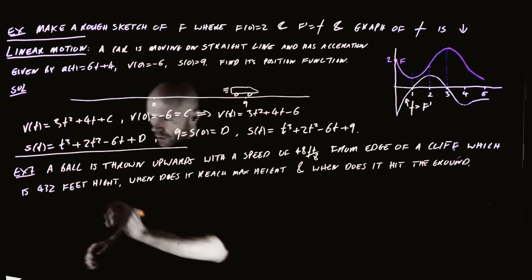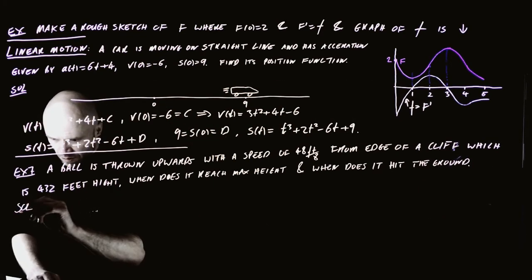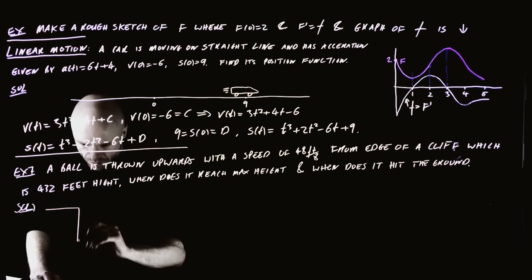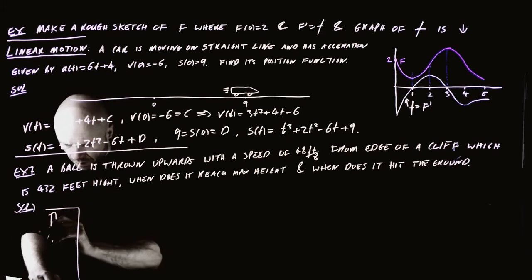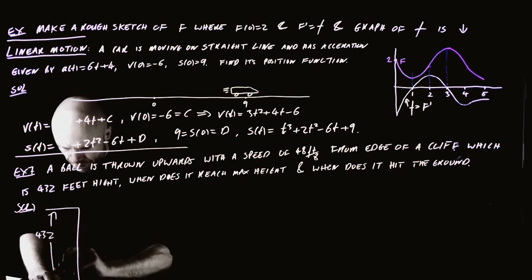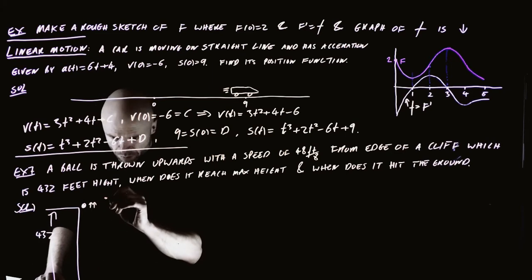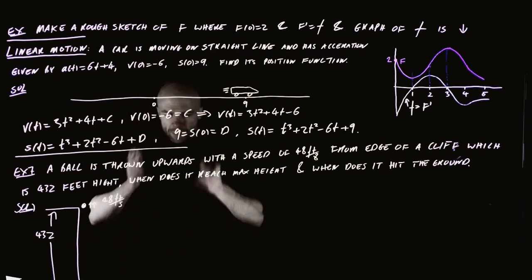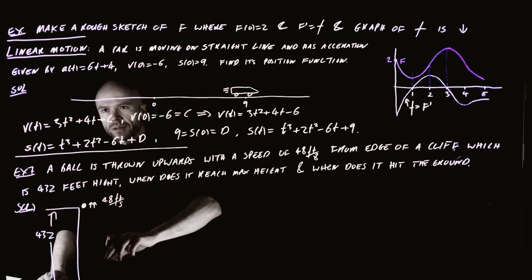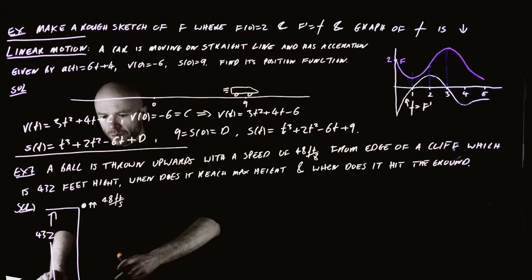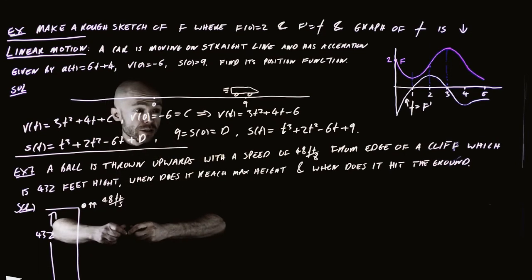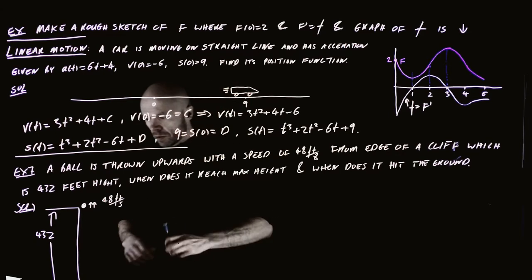Okay, solution. Let's draw a picture. So this is a cliff, 432 feet high. And this is our ball, which is thrown upwards with a speed of 48 feet per second. We are imagining an idealized thrown ball, so it's going straight up and straight down, so it's doing linear motion. Okay, cool. So, a similar kind of game to before.